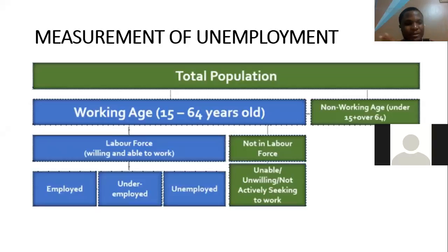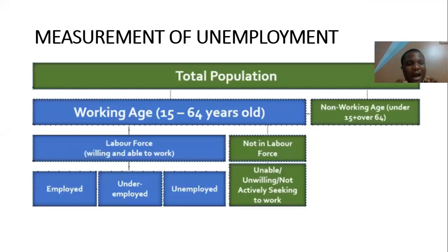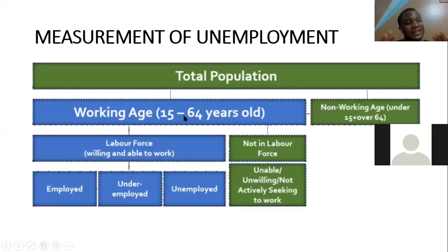So they divided the population according to the chart you're seeing. The ones in blue are the working population. If you look at that, you have those from 15 to 64 years. Just like I told you, that is the definition.